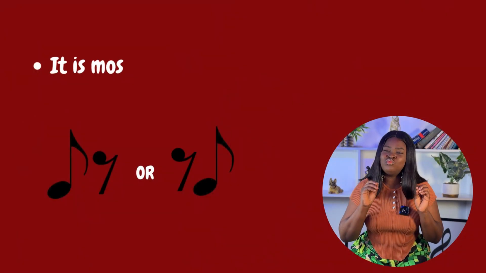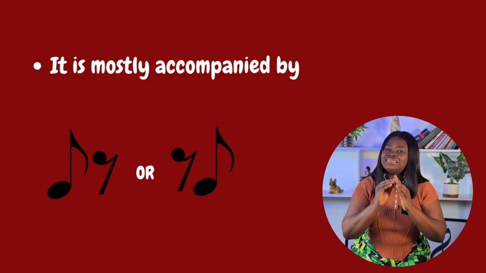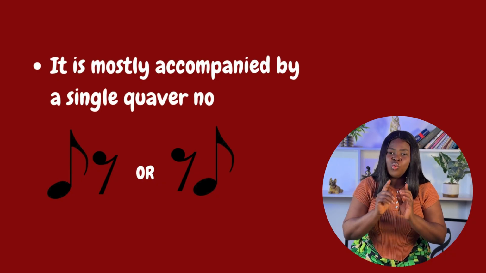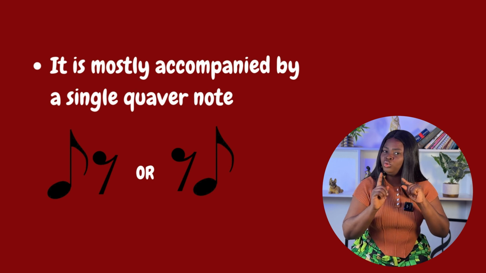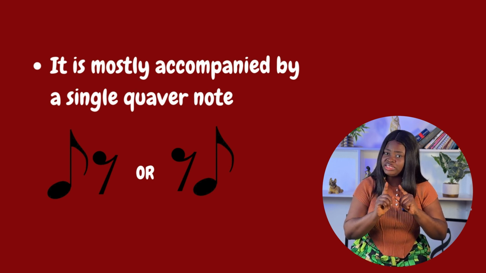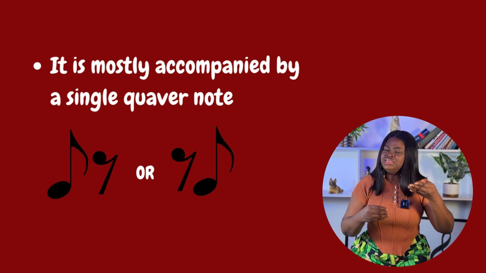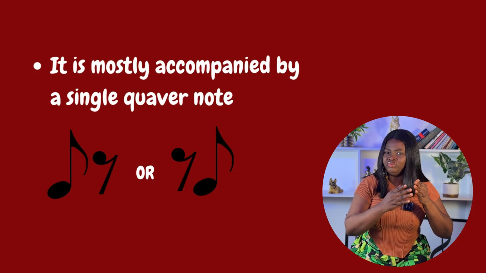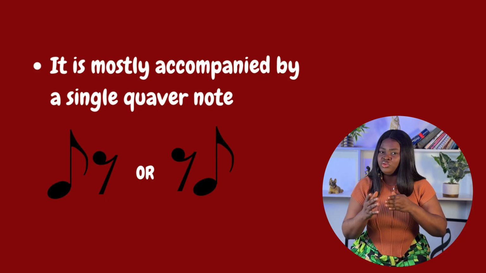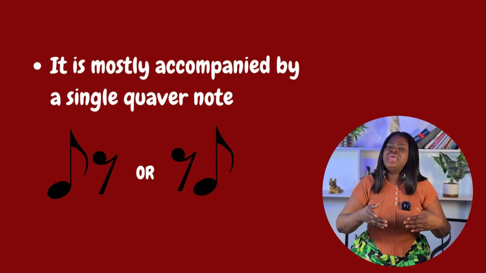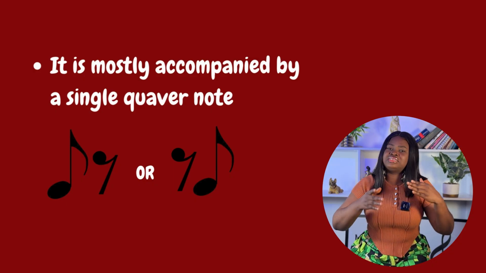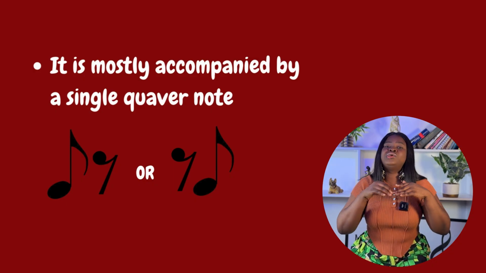A quaver rest is mostly accompanied by a single quaver note. Why? Because for a beat to be complete, you need two quaver notes, half plus half. Since the quaver rest is half and the quaver note is half as well, they usually go together in a single beat. So anytime you see a quaver note, just know the next thing that should be before it or after it is a quaver rest.